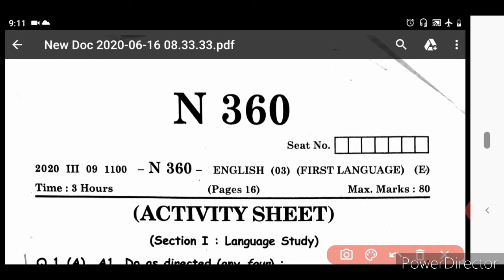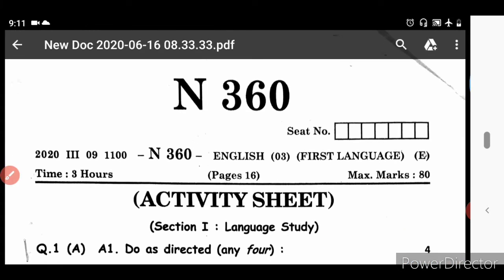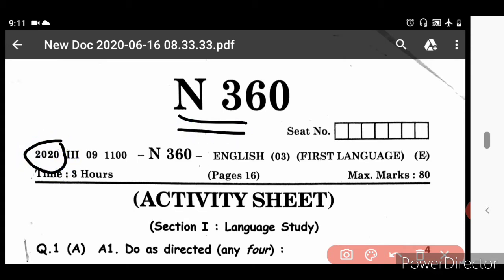Friends, in this June month you are going to start your study of English. Before starting, you have to learn what the format of the question paper is. When you observe the question paper, you get ideas to get good marks. Then let's start. This is our 10th standard board question paper of March 2020.